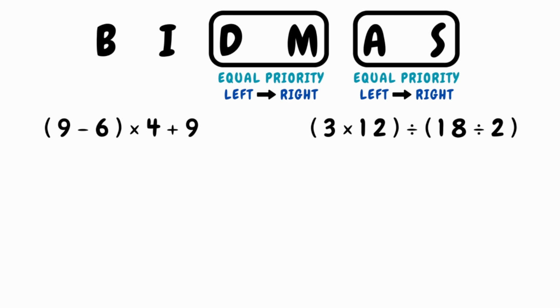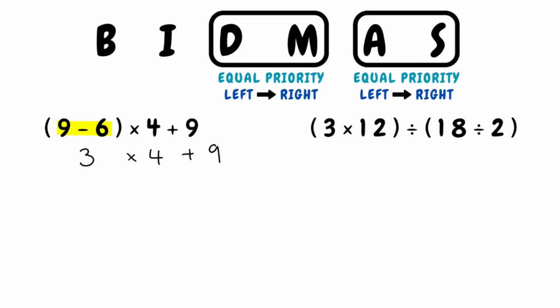Okay, looking at this first question, working through our BIDMAS, we want to see if there are any brackets first, which there are. We can see we've got a bracket here where we've got 9 take away 6. So we're going to take care of that first. If we do 9 take away 6, that's going to give us 3. I'm then going to bring down the rest of the calculation.